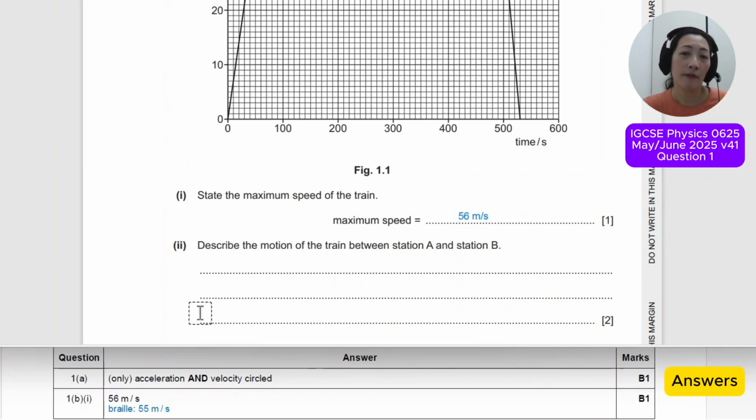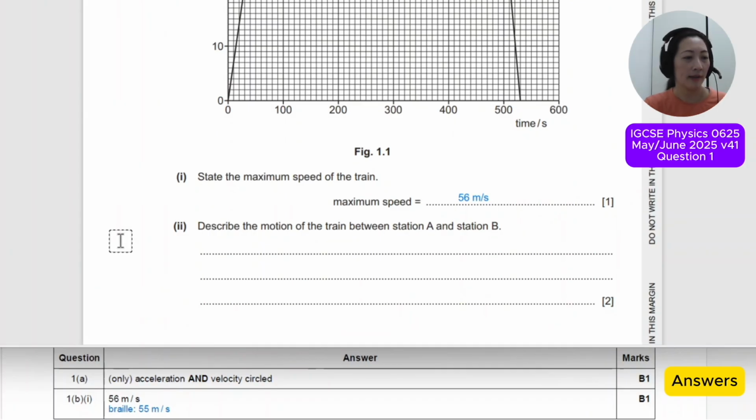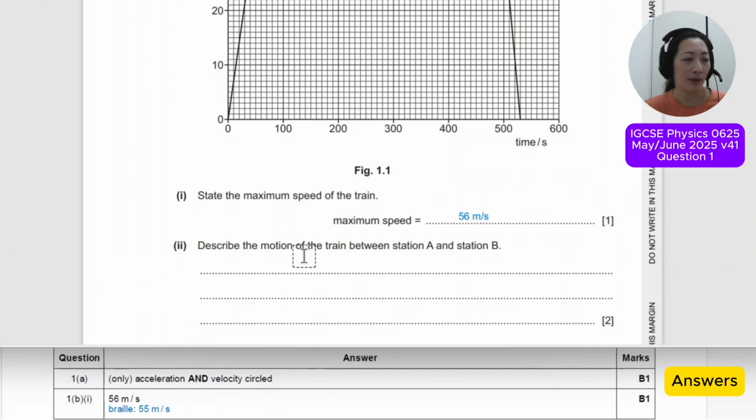We are of course referring to the section of the mark scheme for those who are able-bodied. I'm not referring to the Braille answers because we are not doing the Braille version of the paper. Based on the marking scheme, identifying the correct maximum speed will give us 1 mark. Now let's go on to number 2.